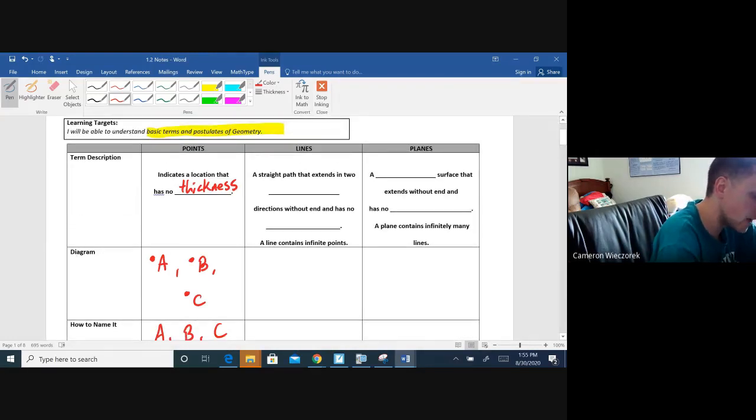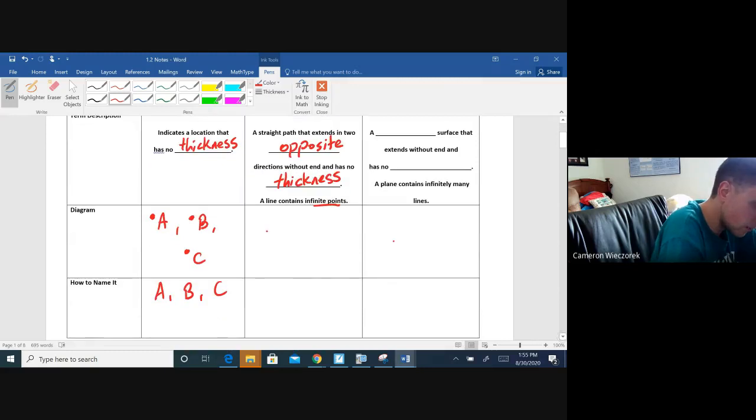A line, it's a straight path that extends in two opposite directions without end, so it goes on forever in both directions. And again, it has no thickness. There's an infinite number of points on a line because it goes forever in both directions. So for example, here's a line. You'll see that there's arrows on both ends, which means it's going on forever. I'm just going to put 2 points on the line, call it A and B. And I'm also going to put a little lowercase letter m.